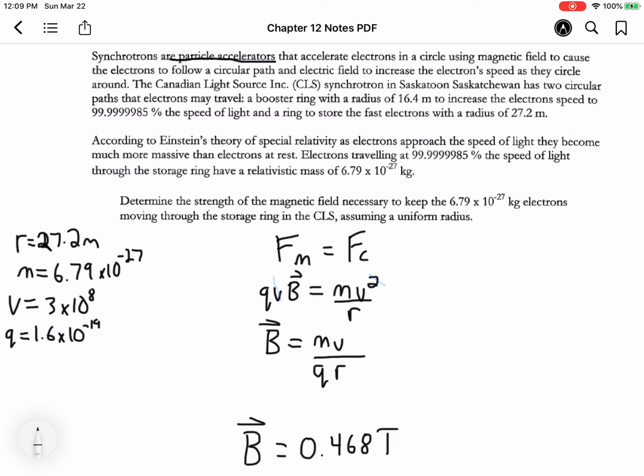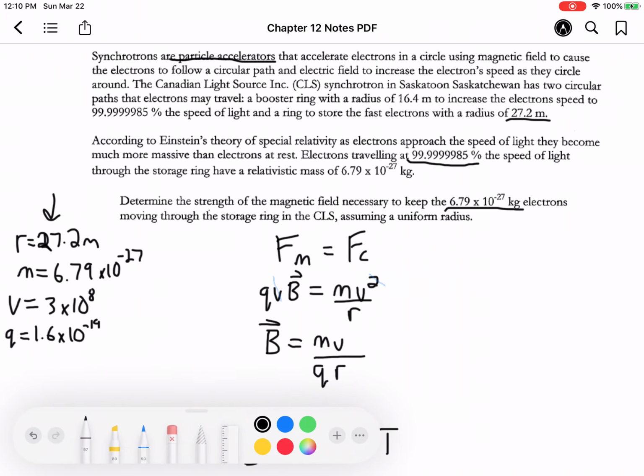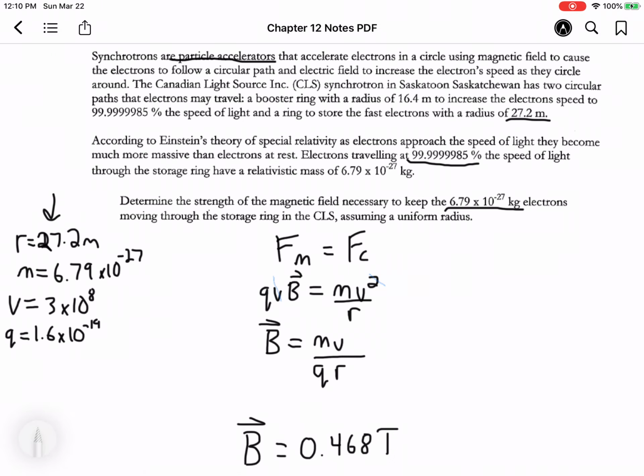So what we're going to do here is use these ideas to figure out what magnetic field strength you need. First of all, we're in the storage ring, and the storage ring radius is 27.2 meters. The relativistic mass is noted there. For the velocity, this is the speed of light. I know it's not exactly 99.99%, but it still rounds to 3 times 10 to the 8. And it's an electron, so we know its charge is this number here. The speed and the charge come from reading the problem and knowing it's an electron near the speed of light.